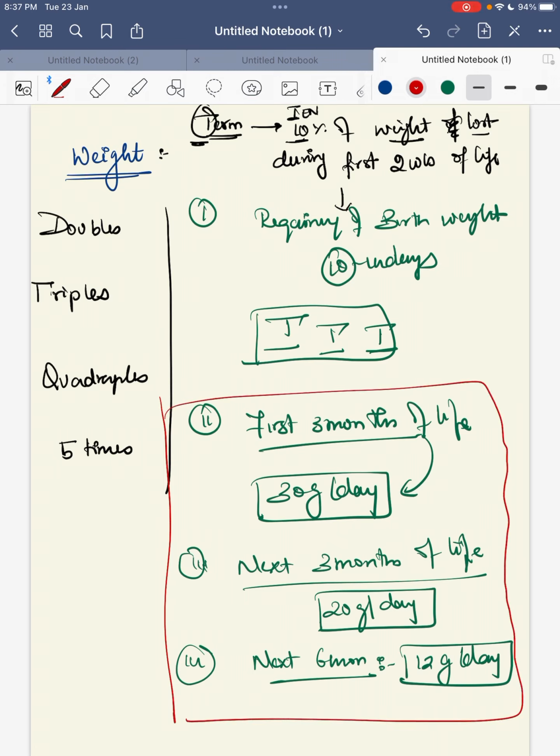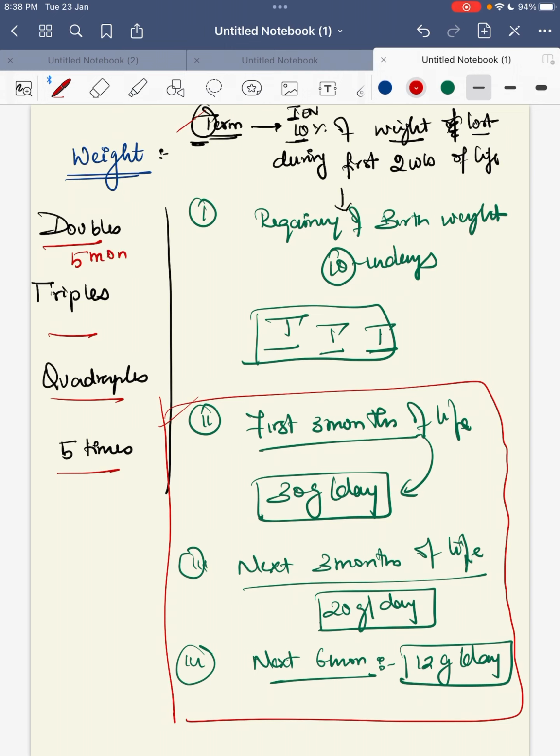So first 3 months it is 30 grams per day. For the next 3 months it is 20 grams per day. For the next 6 months it is 12 grams per day. So this is the initial birth, how the child progresses from the birth. Next, this doubling, tripling, quadrupling and 5 times.